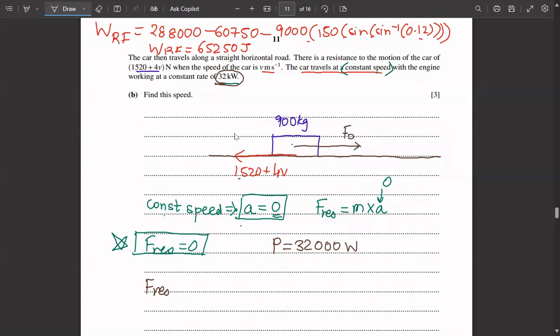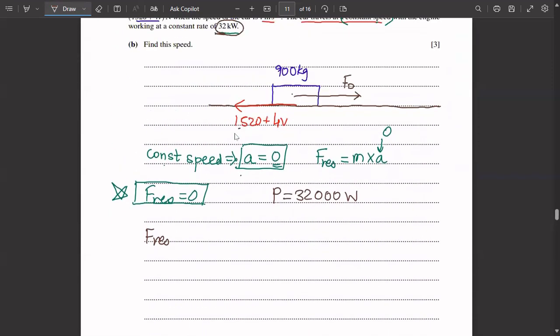And that will be against the resistance force. So FD will act, and is there any other force? No. So these two are the only forces. So resultant force will be equal to FD minus 1520 plus 4V, in bracket. Now we know that F resultant is 0. So instead of this F resultant here, I can include 0.